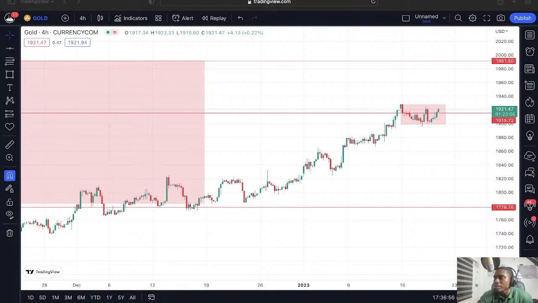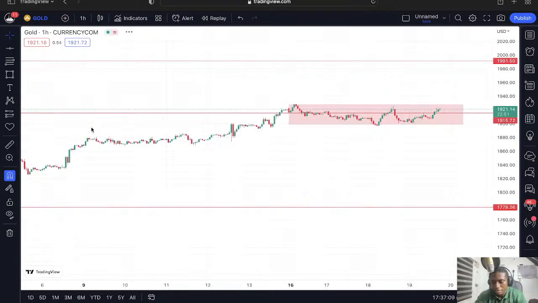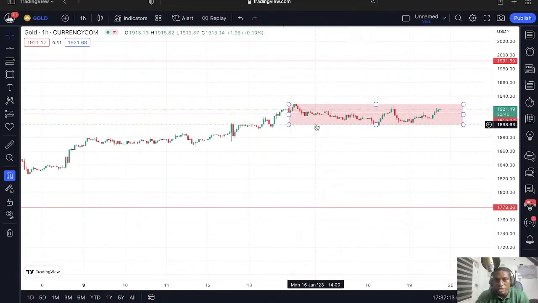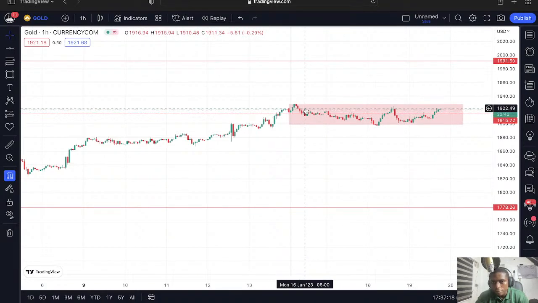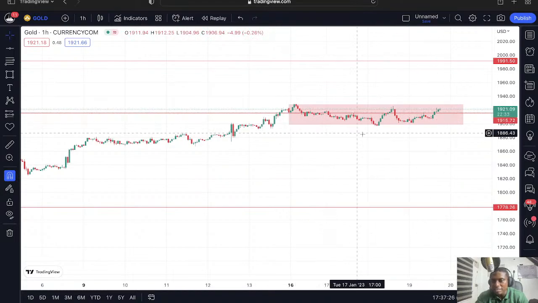Okay, what about the 30 minutes time frame? Okay, let's check that out. Okay, let's look at the 1 hour time frame, then we'll look at the 30 minutes time frame. Alright, so you can see on the 1 hour time frame where price keeps rallying within the range of that resistance level.